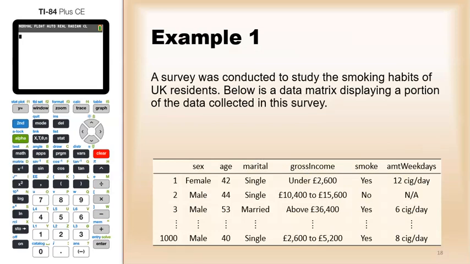Alright, now for you. A survey was conducted to study the smoking habits of UK residents. Below is a data matrix displayed as a portion of the data collected in the survey. Now, see if you can identify the variables, data, and cases. You might want to pause the video for a moment and see if you can work this out first.